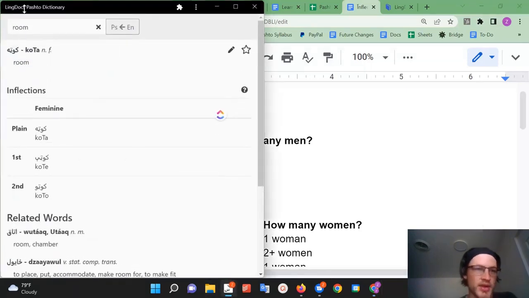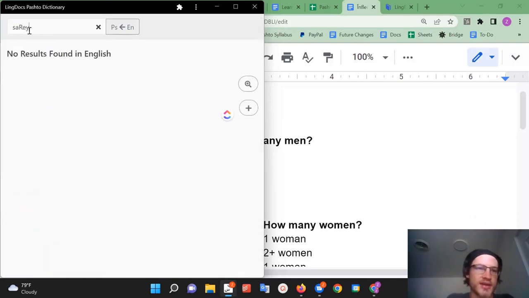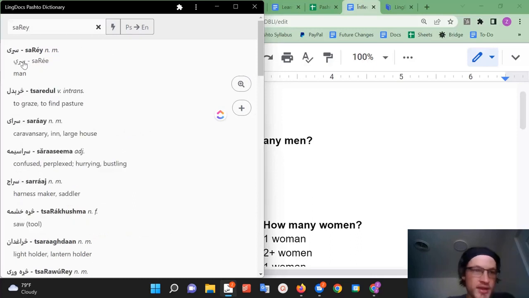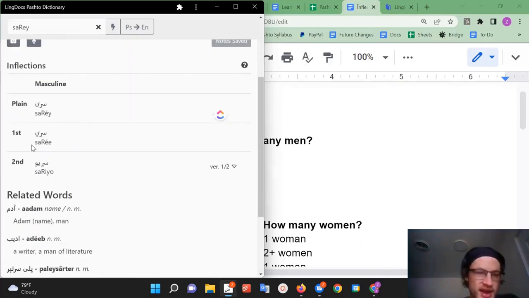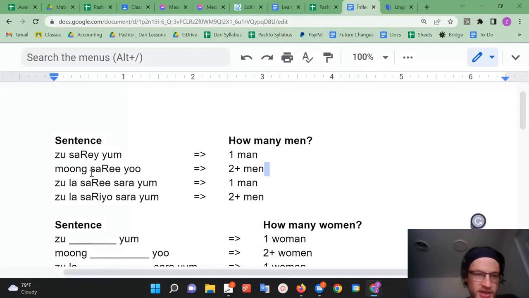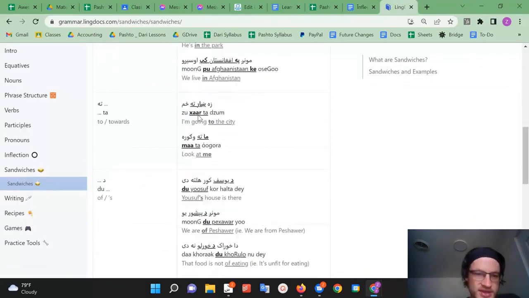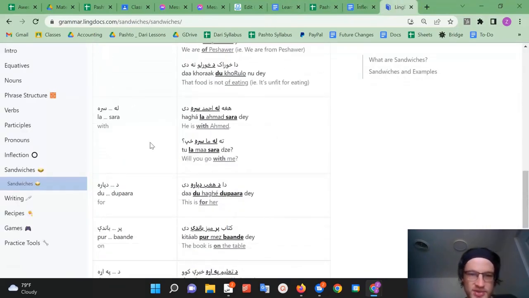And again, let me go to sarai in our Lingdocs dictionary. Sarai. And then you can see, so plain was sarai, and then sari, the first inflection, but there's no sandwich or anything, so we know that this is plural then. This is talking about two men. Okay, here's where things get really fun. If I say, z la sari sera yum, notice I got a sandwich here, la sari sera. This is a sandwich. You can see it here in the examples of the sandwiches, right here.